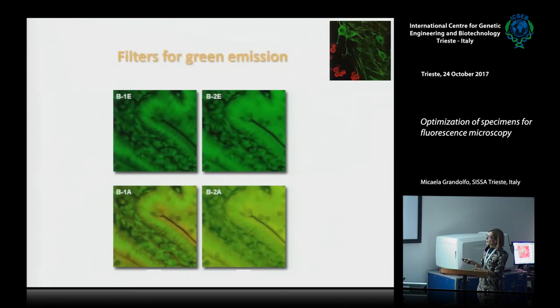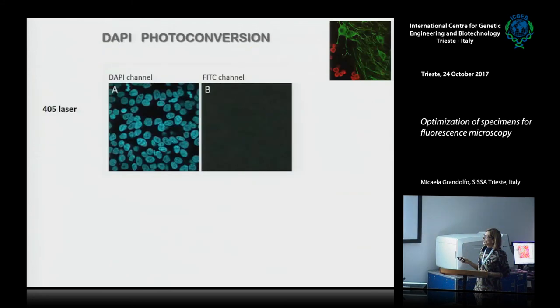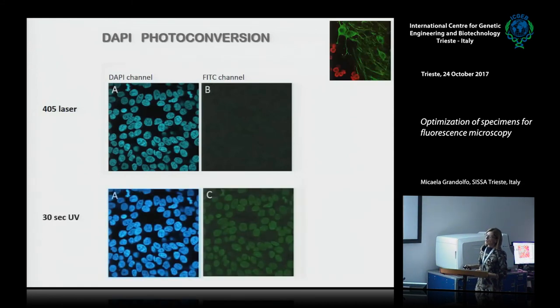Okay, I do not have a lot of time. I would like just to show you a few last pictures. I would like to give you this information because I was in trouble when I faced this problem. Remember that DAPI is able to photoconvert, so there could be a photoconversion of DAPI. Not when you excite the DAPI with the 405 laser, but 30 seconds of excitation with UV light, or more than 30 seconds, can convert this molecule, and then you can see exactly the same staining also in the green channel, okay?